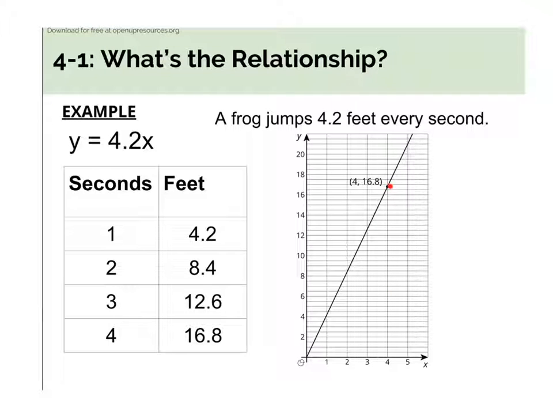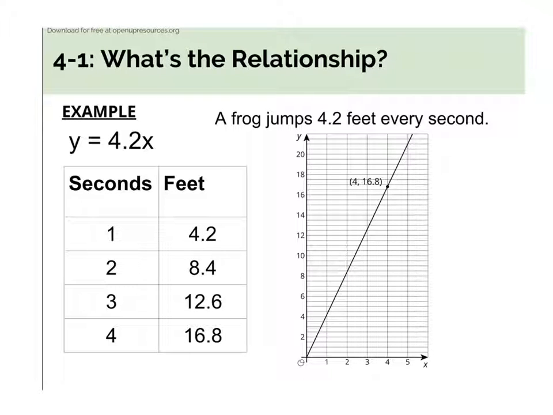But if we check the other pieces of data from our table, those should match on our graph as well. I have 1, 4.2, and 2, about 8.4. So yeah, this works out.